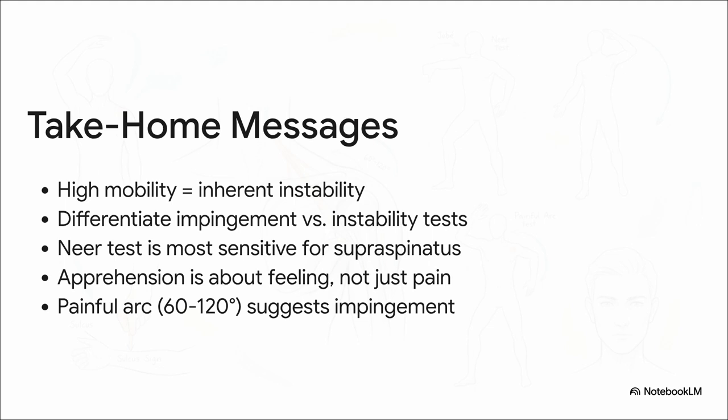Impingement and instability are two separate issues. Remember, the Neer test is your sensitive screening tool to rule things out. For the apprehension test, it's the patient's feeling of instability, not just pain, that makes it positive. And finally, that painful arc between 60 and 120 degrees, that's a classic can't-miss sign of impingement. If you can remember these points, you are well on your way.